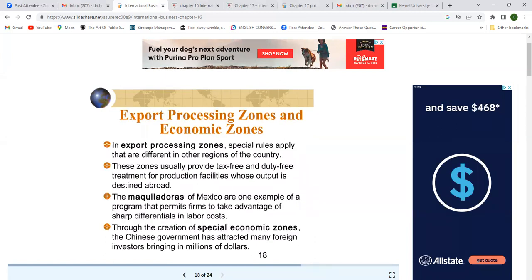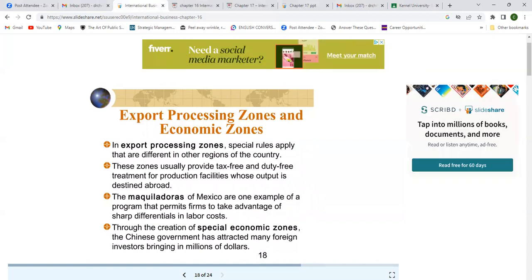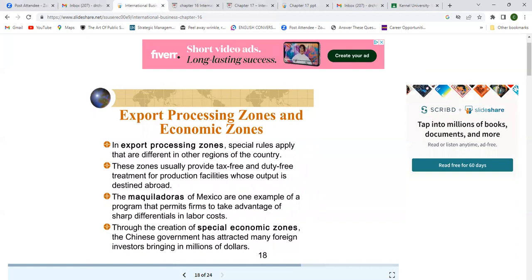Export processing zones and economic zones. In export processing zones, special rules apply that are different from other regions of the country. These zones usually provide tax-free and duty-free treatment for production facilities whose output is destined abroad. The maquiladoras of Mexico are an example of this program that permits firms to take advantage of sharp differentials in labor costs. Through creation of special economic zones, the Chinese government has attracted many foreign investors, bringing in millions of dollars.